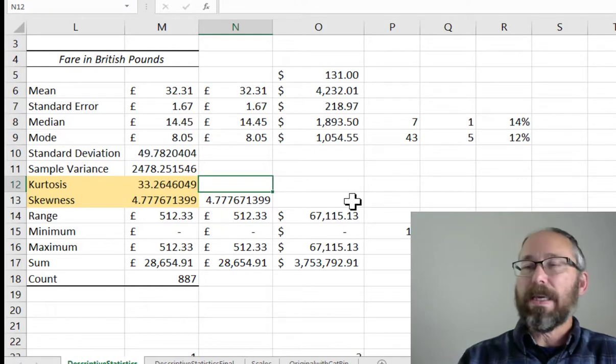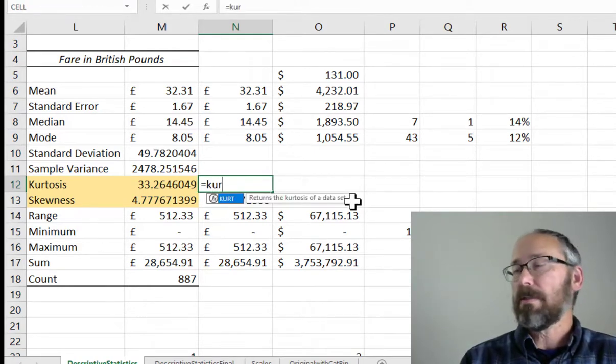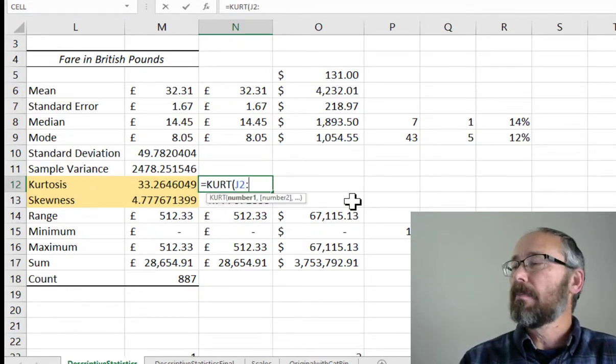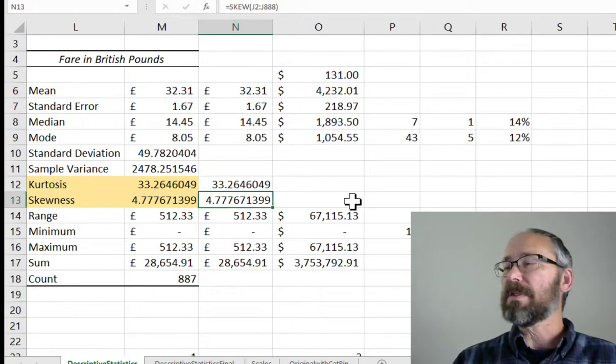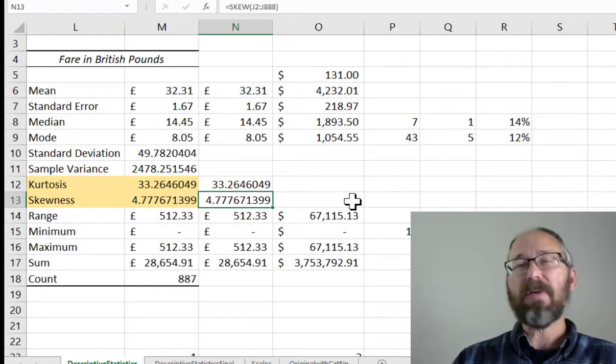In fact, we can do this calculation, KURT, short for kurtosis, and put in our range. And here we go. We have the same number. So that is what the Analysis ToolPak is doing for us. Both of those are measures of shape, and they give us an idea of how it compares to that normal distribution.